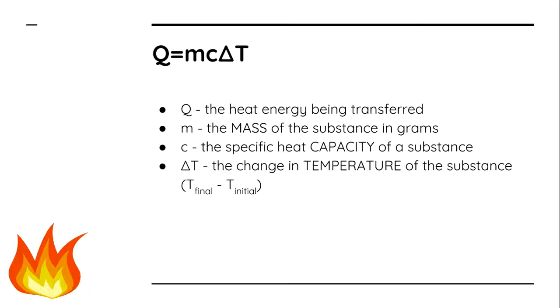In this equation, the Q stands for the heat energy being transferred. The m stands for the mass of the substance in grams, so that's m stands for mass, it's easy to remember. The C stands for the specific heat capacity of a substance. So remember C and capacity. Finally, delta T is the change in temperature of the substance, which is the final temperature minus the initial temperature.